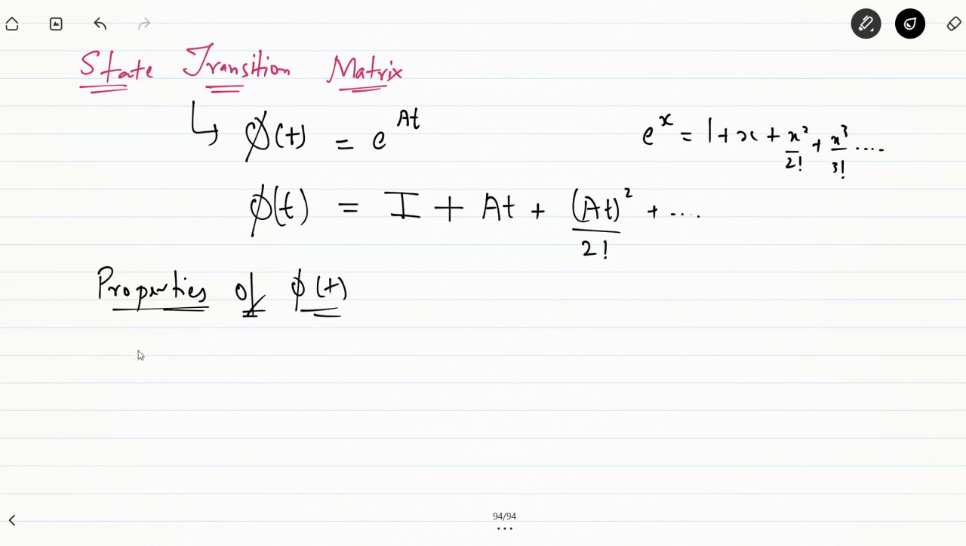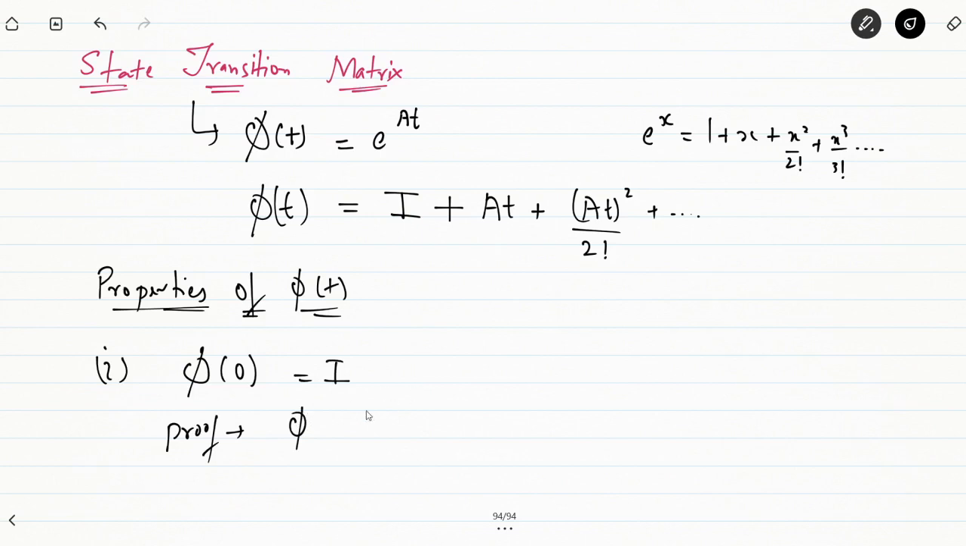So state transition matrix की properties क्या हैं? First property is, these are all mathematical properties. Phi of 0 is equal to I. इसका proof क्या है? What is the proof of this?